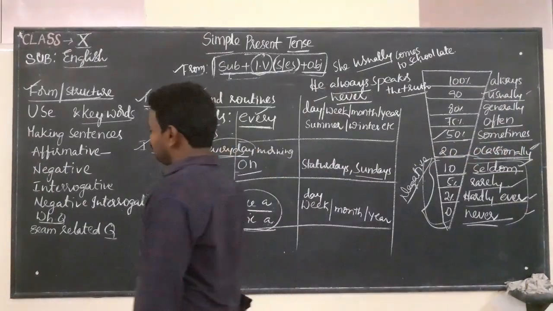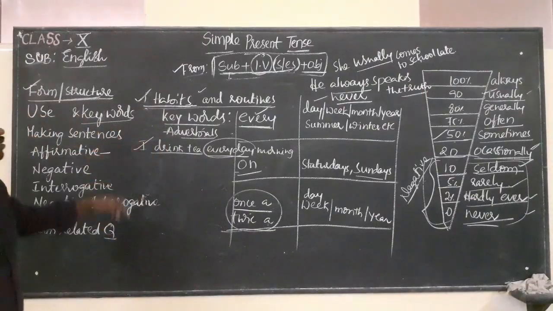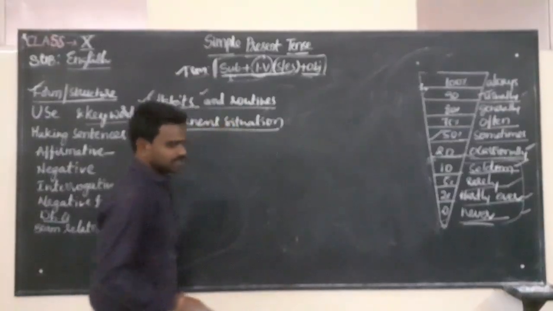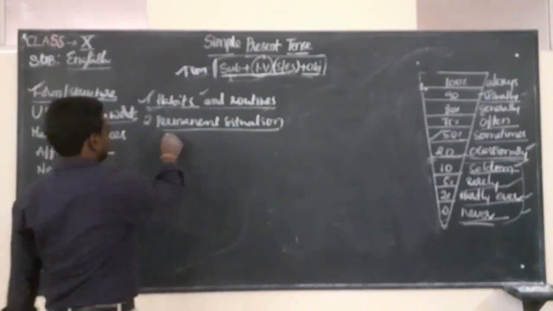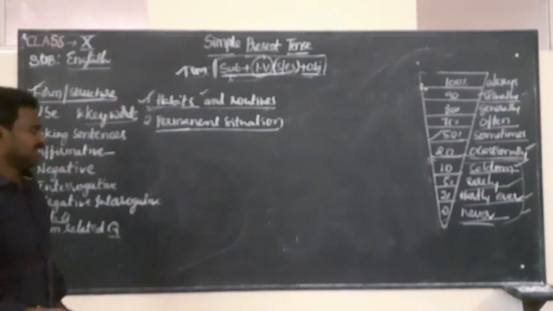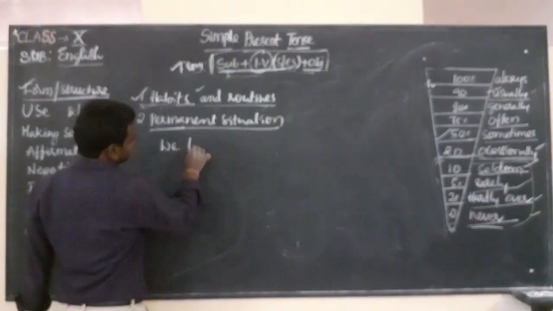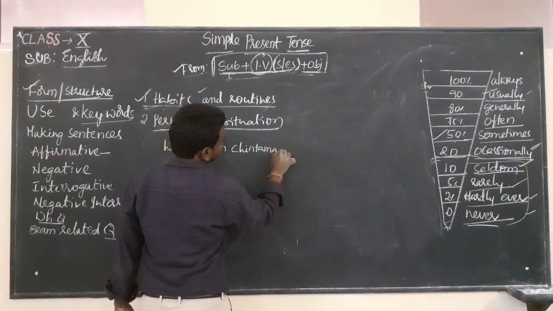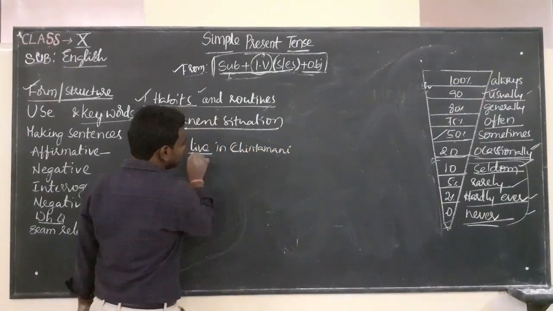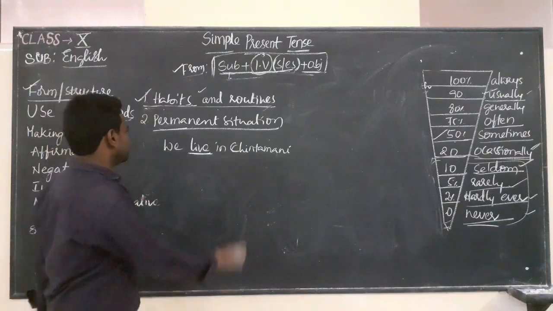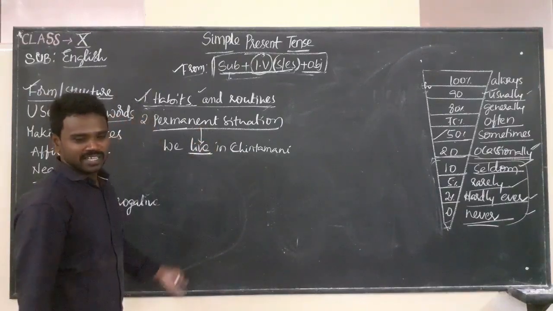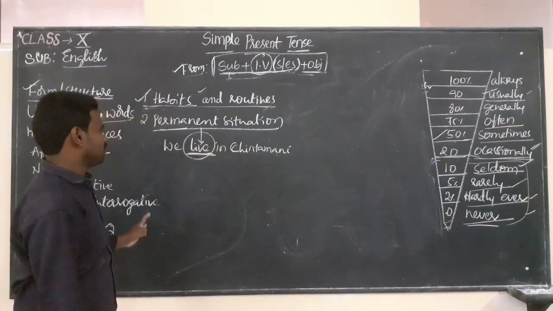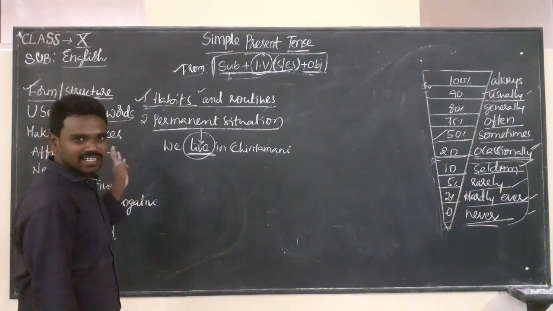Now let's go to the second usage of simple present. It is used to talk about permanent situations. What is meant by a permanent situation? For example, we live in Chintamani. That is your permanent place, and we have lived there for a long time. Your permanent residence is Chintamani.